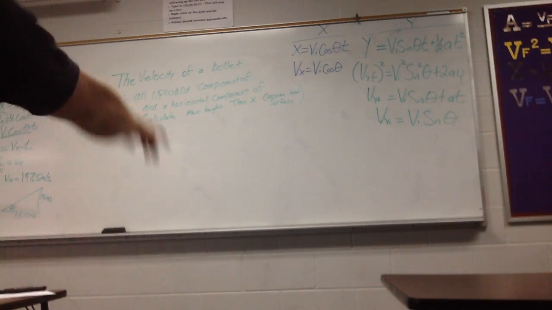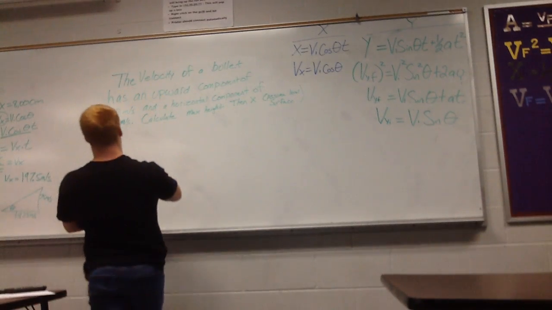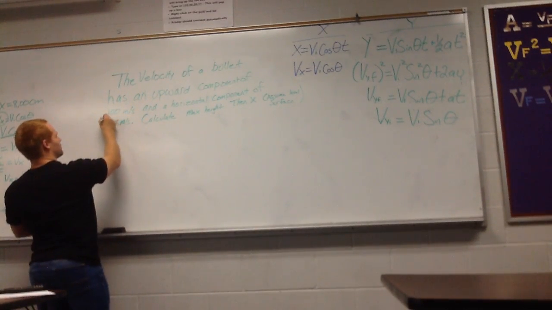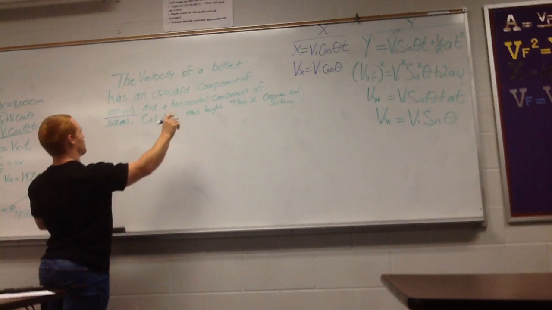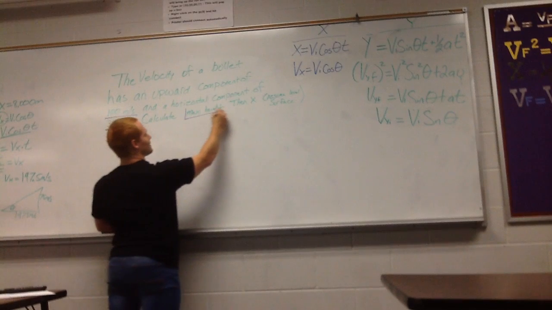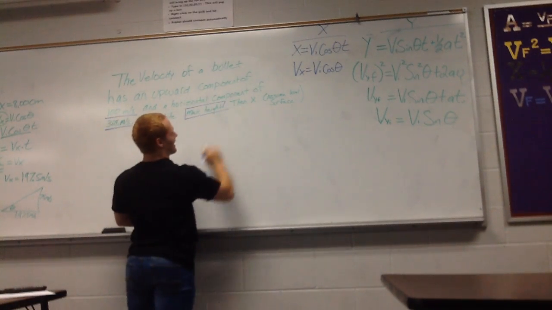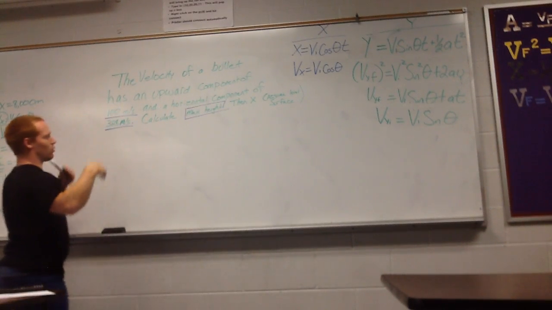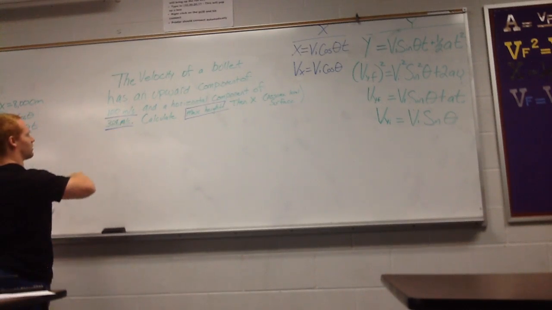The velocity of a bullet has an upward component of 100 meters per second and a horizontal component of 328 meters per second. We're going to calculate max height, then we're going to calculate x, so the horizontal distance. First we're going to calculate max height though.